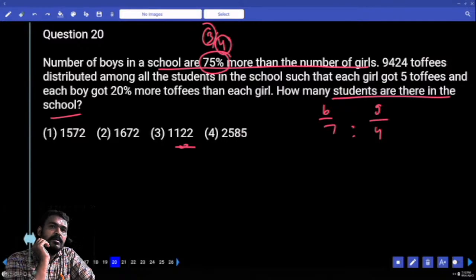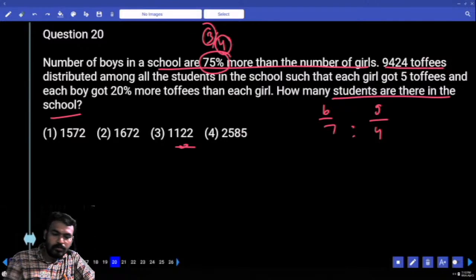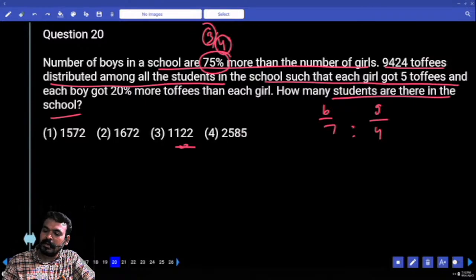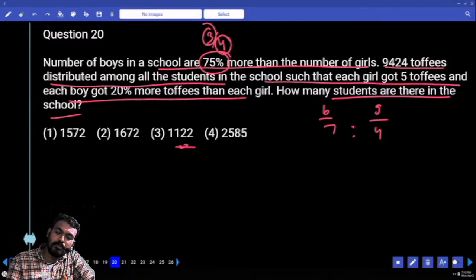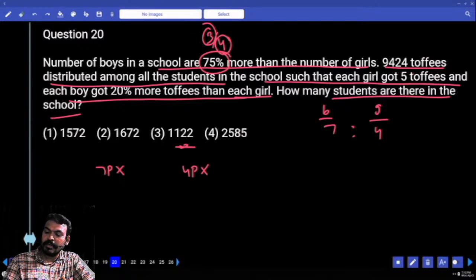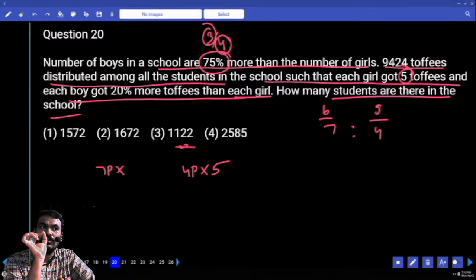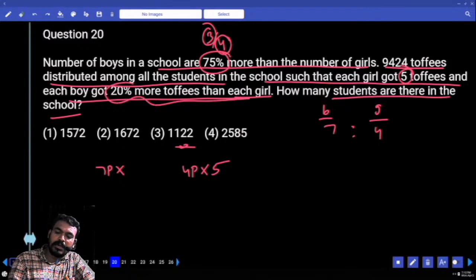Boys are how many parts? 7 parts. Girls are 4 parts. And 9424 toffees are distributed among all the students in the school such that each girl got 5 toffees, and each boy got 20% more toffees than each girl. Number of boys is 7 parts, number of girls is 4 parts. Every girl received 5 toffees. 4 parts into 5, that is the number of toffees received by all the girls.